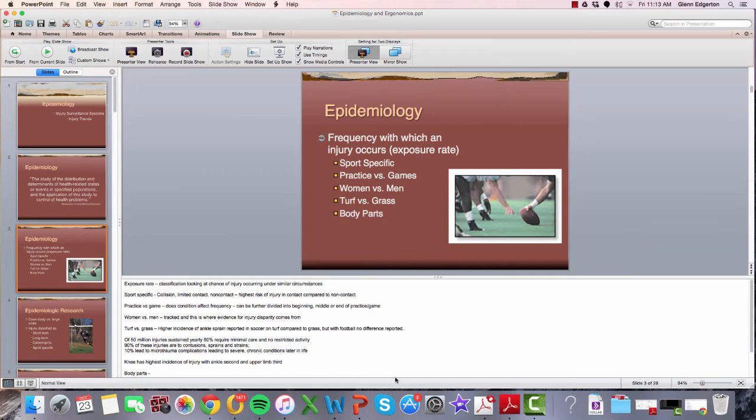There's a lot more exposure to injury in a practice because everyone's practicing for the entire practice, whereas in games, when you have subs and starters and you have different timeouts and plays, they may not have as many exposures to the injury situation. So you're really looking at the frequency with which an injury occurs, and can you see trends and things that happen throughout collision sports or contact or non-contact to help shape your practice.